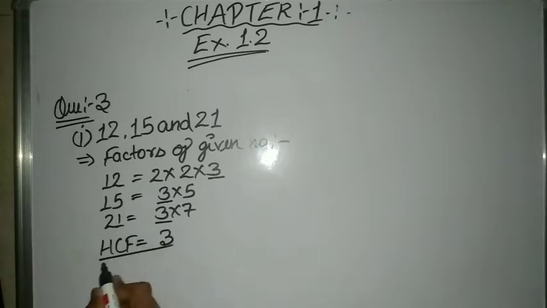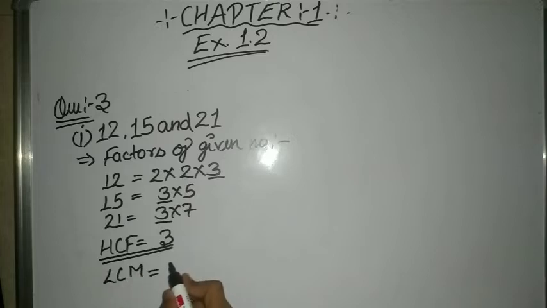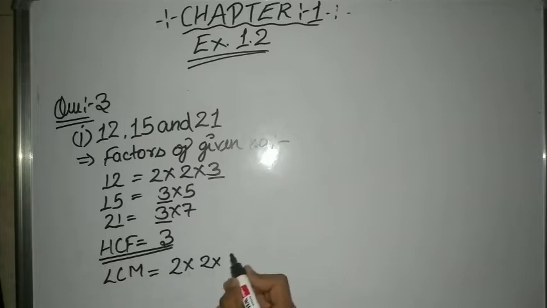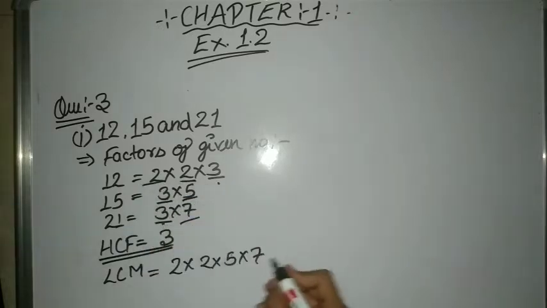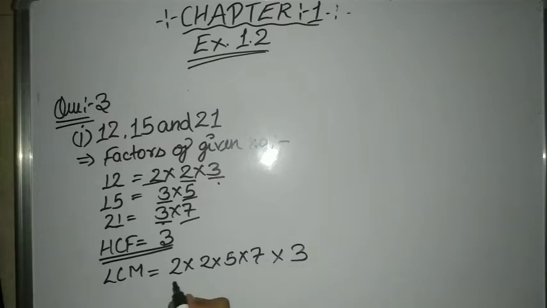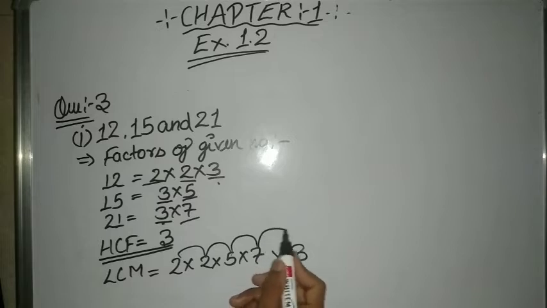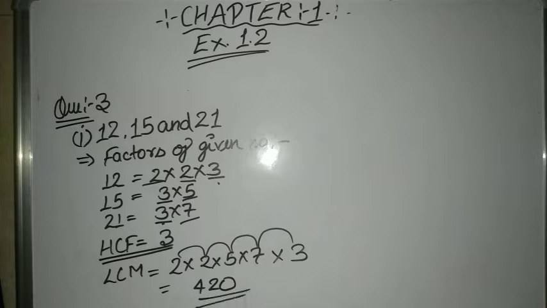उसके बाद अब हमें LCM निकालना है. तो LCM निकालने के लिए क्या करेंगे, पहले तो जो कॉमन नहीं है उनको लिख लेंगे. तो इसमें अनकॉमन क्या है, 2 इंटू 2 इंटू 5 इंटू 7 इंटू, और ये हमारा जो 3 है इनको हम 3 बार नहीं सिर्फ एक बार लिखेंगे. तो क्या होगा हमारा, 2 2 4, 4 5 20, 20 7 140 और 140 3 420.